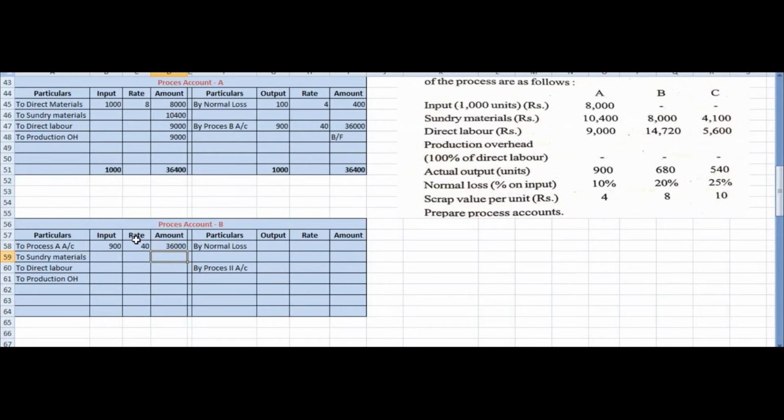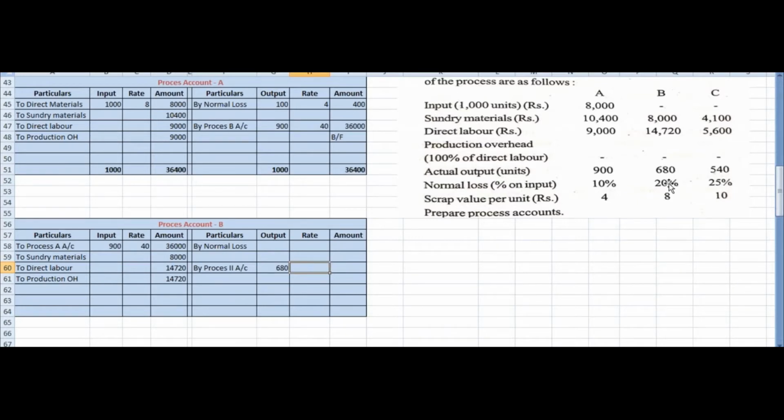Sundry material how much here? 8,000. Then you find the direct labor, how much? 14,720. And production overhead is the same, 100% of this, 14,720. Then the actual output given here is how much? See, 680. 680 is there. Its rate you have to find.